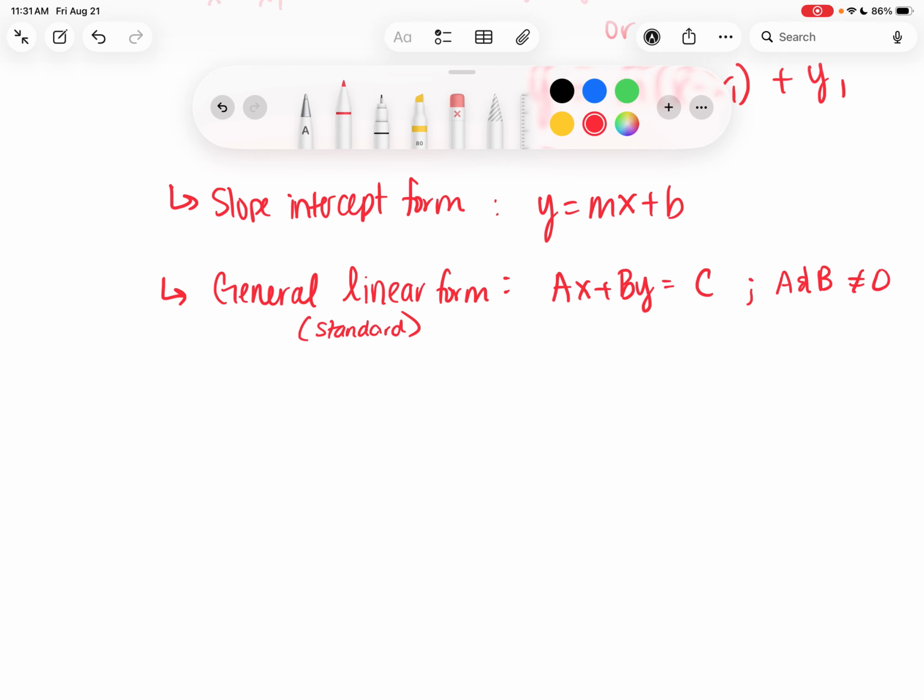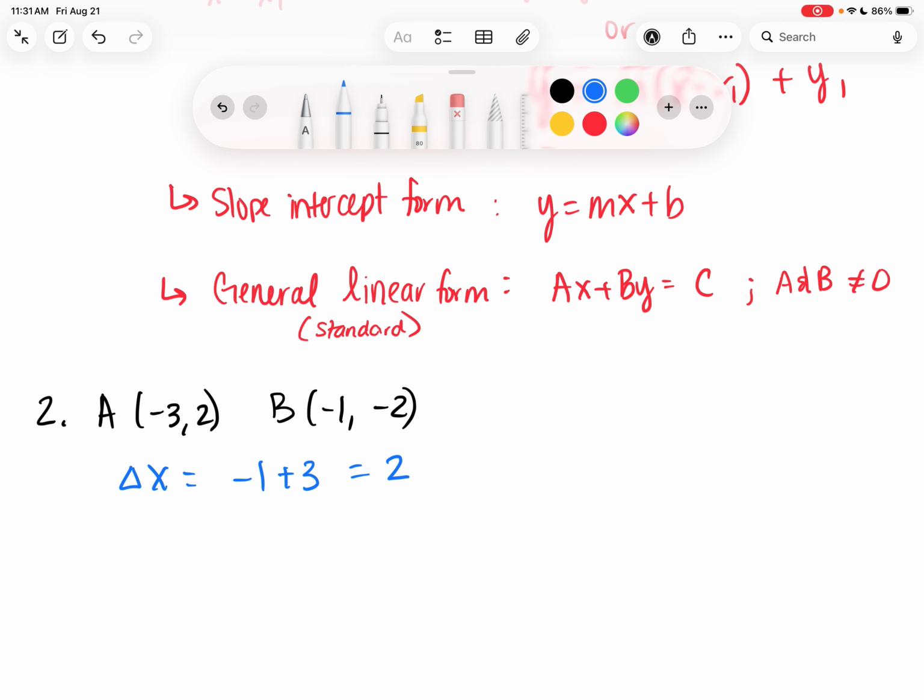Okay, so a few problems here. Find the coordinate increments from A to B. So we've got point A is (-3, 2) and B is (-1, -2). I'm just finding the increments for each one. So delta x is equal to -1 minus a negative 3, so plus 3, so that's just 2. And then delta y, -2 minus 2, is -4, and those would be the increments for that.